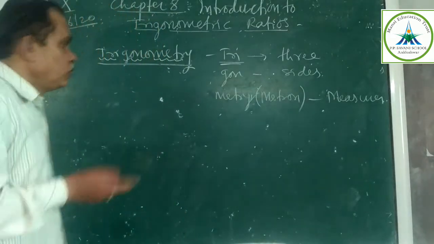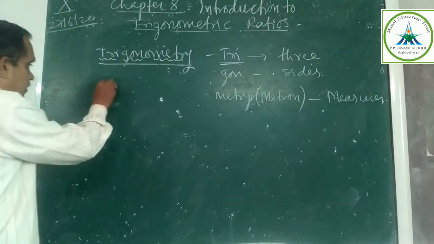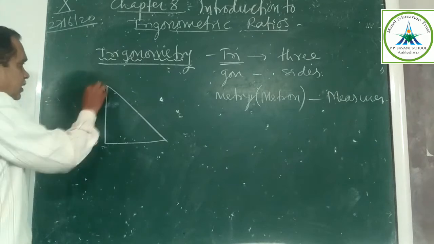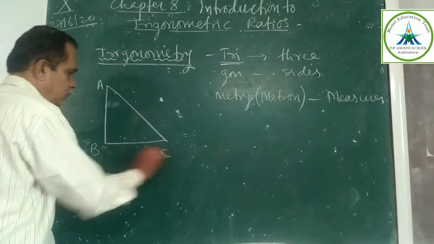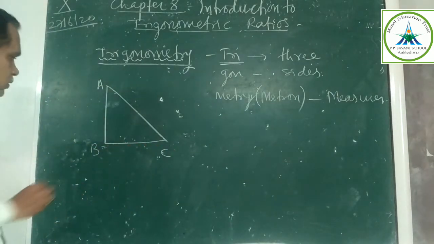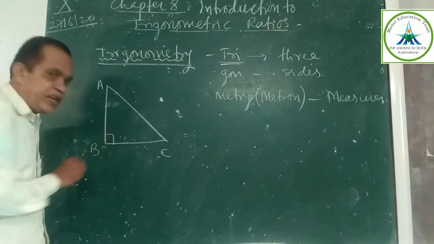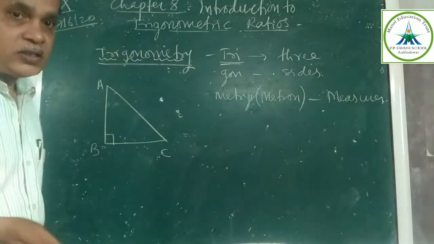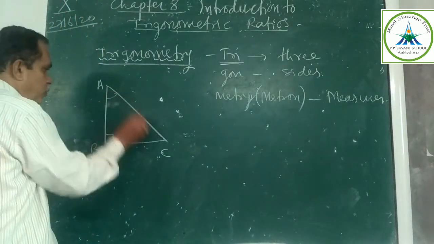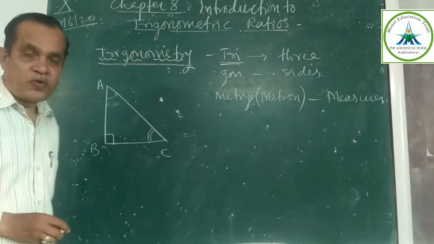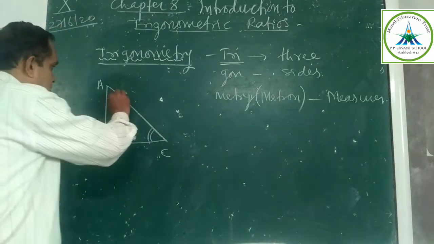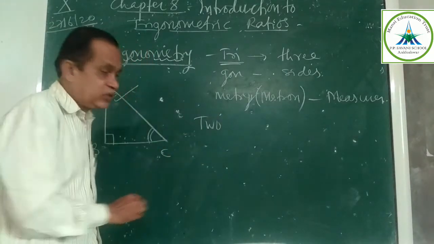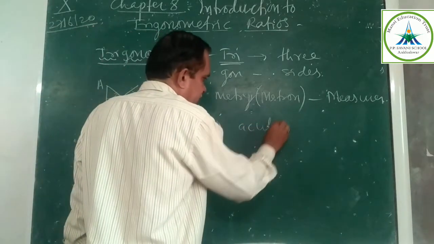Okay, that we study now. Look at that right triangle ABC, you already know it. Right triangle means one angle is 90 degrees. So in a right triangle, there are two acute angles. Yes or no? Now, if I talk about acute angles, how many acute angles are there? Two acute angles.